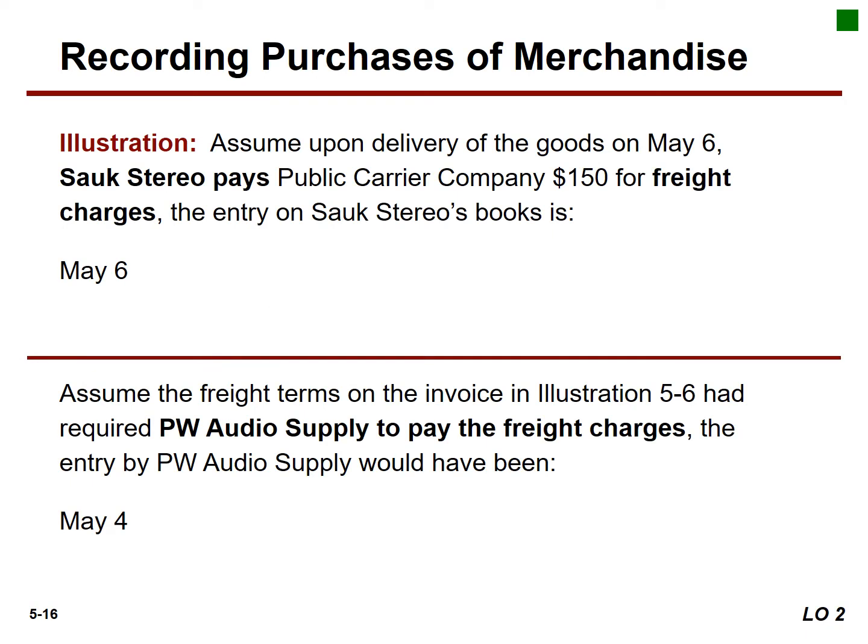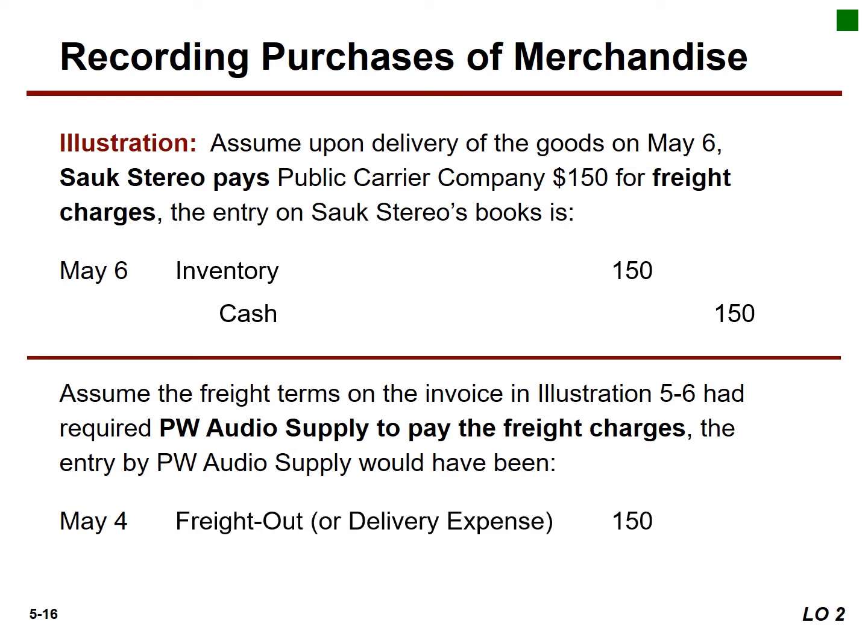Okay, in this example we're looking at, assume that Sauk Stereo is paying the freight charges. This is the entry Sauk Stereo would make. It's going to debit the inventory account $150, credit cash. If the seller, PW Audio Supply, is paying the freight charges, they're going to debit some type of expense, freight out or delivery expense, and credit cash.